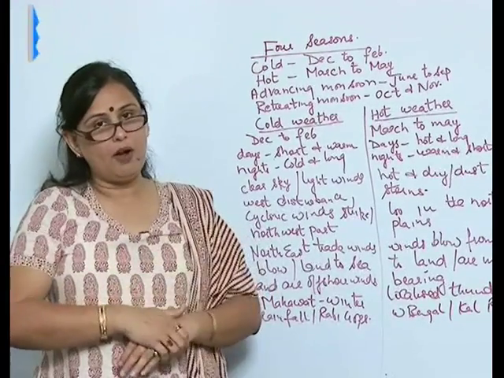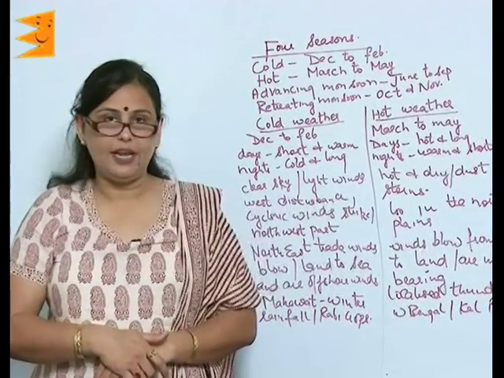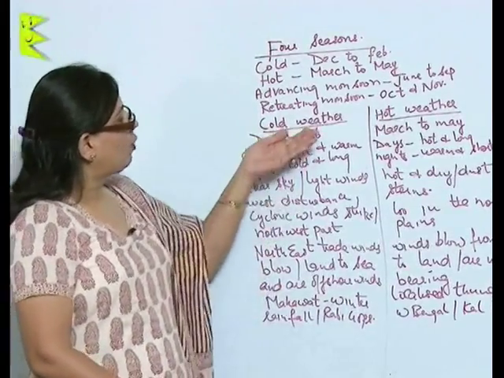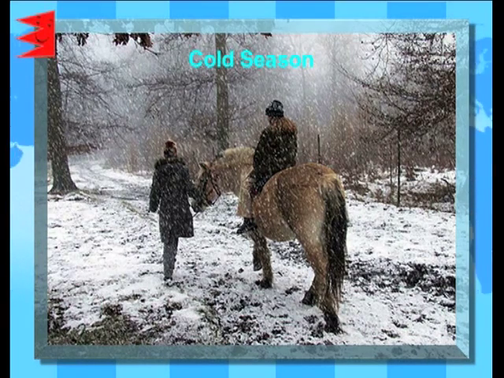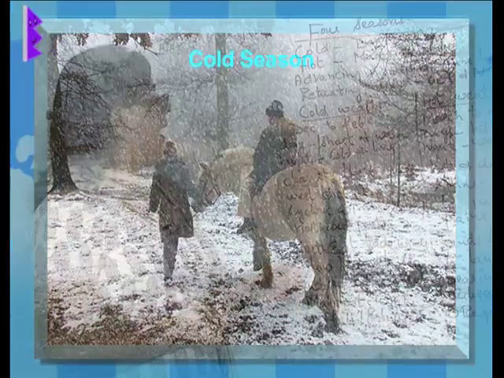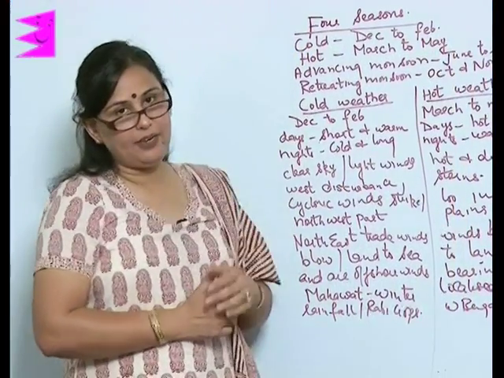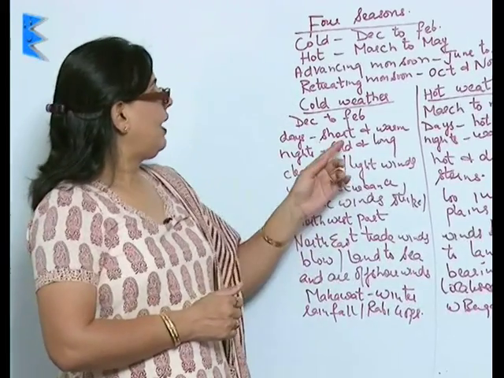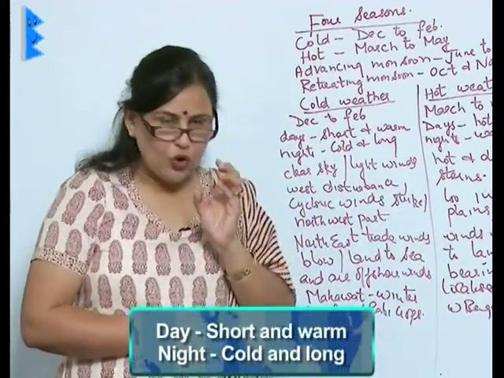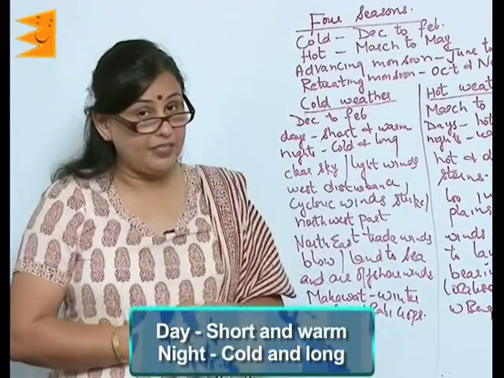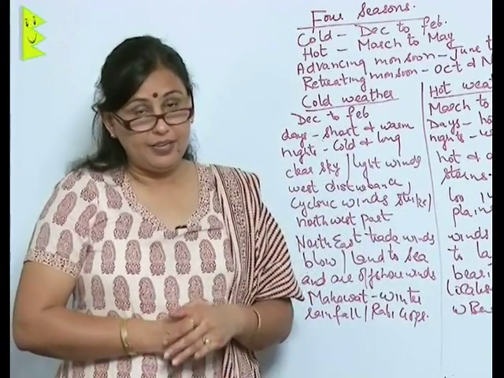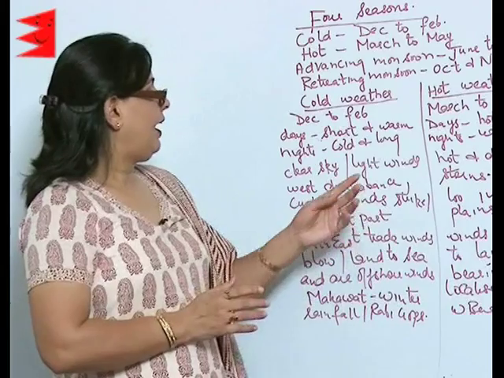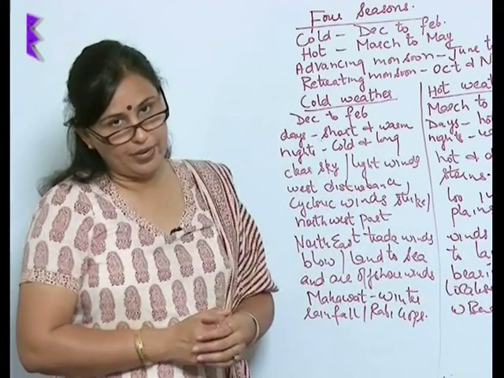But let's talk about the seasons in detail, and I shall pick up the cold weather or the cold season in India. The cold season is experienced in India from December to February, and in this season we generally experience that the days become short and are warm, but the nights are long and cold. Generally, the sky is clear and the light winds keep blowing.